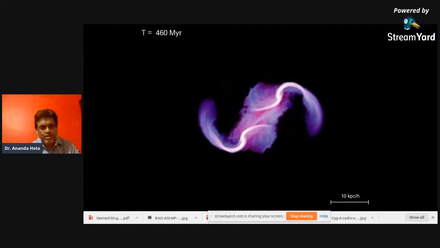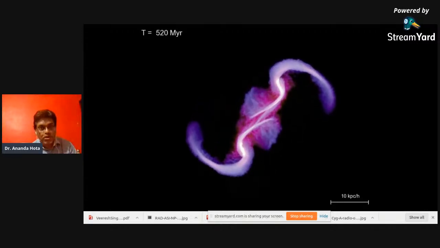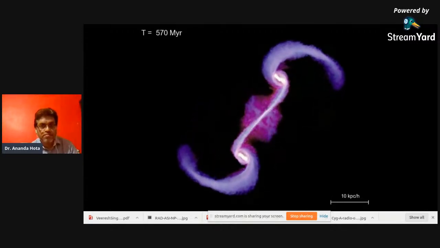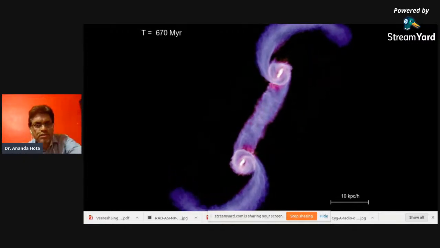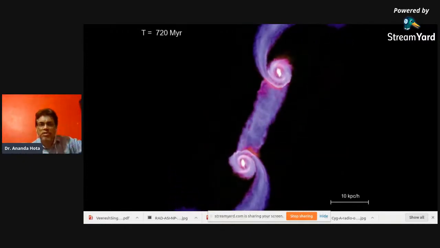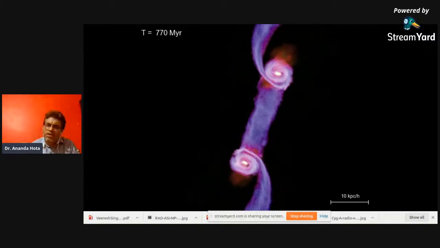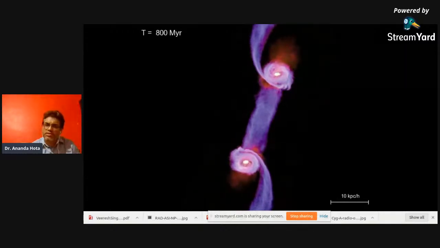They're forming a tidal tail. The pink thing is showing they're forming a lot of stars, hot gas there. So roughly, look at the left-hand top part: 600 million years, 700 million years. So roughly in a billion-year time scale, the galaxies are going to merge, and roughly in a 2 billion year time scale.